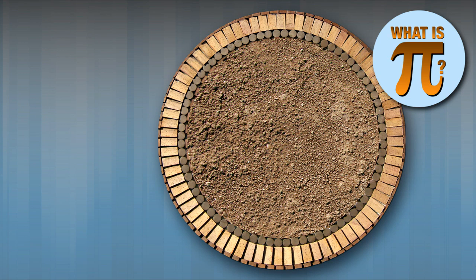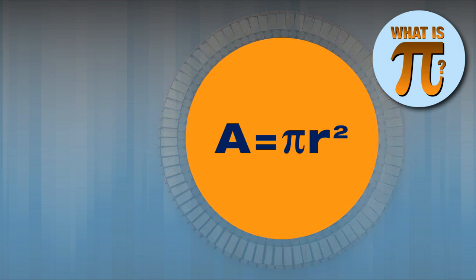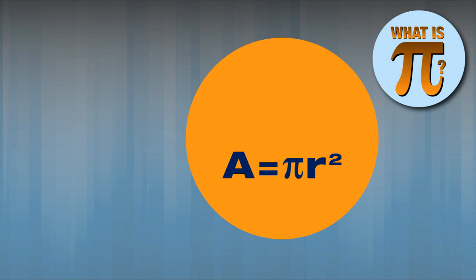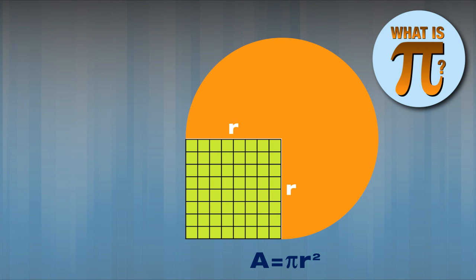Now Bree needs to determine the area of the circle for planting. Pi is also used to find the area of a circle. You can find the area of a circle by using the formula pi r squared. But do you really understand why? R is the radius. But what is the radius squared? Here is the radius, and here is the radius squared.